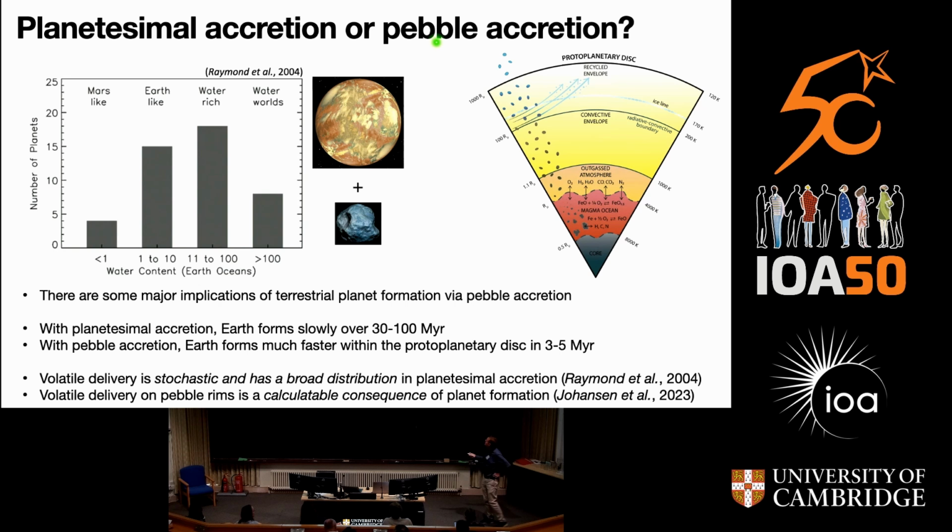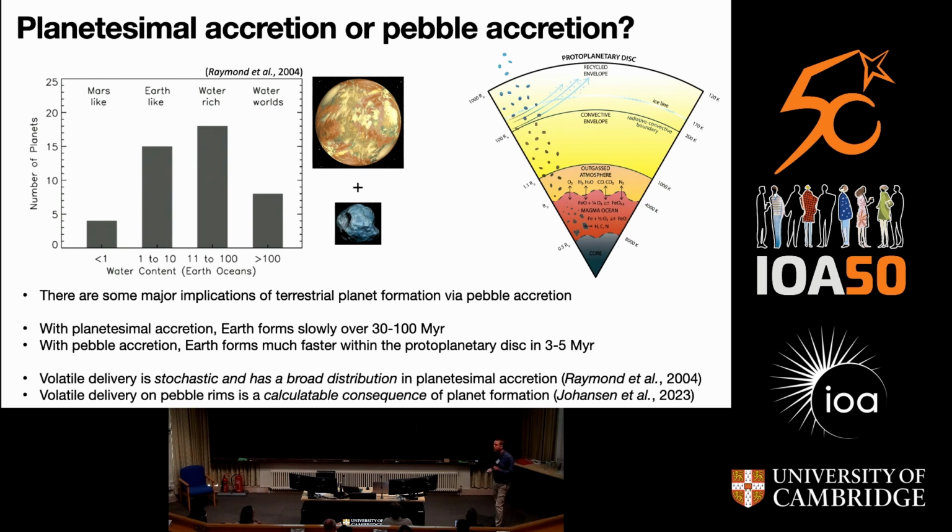Earth could have formed by planetesimal accretion or by pebble accretion. That's fine. There are two ways to form Earth then, but there are actually some major implications if terrestrial planets form via pebble accretion. In traditional planetesimal accretion, it takes maybe 30 to 100 million years for Earth to form via mutual impacts between planetesimals and giant impacts. With pebble accretion, Earth forms much faster, actually within the protoplanetary disk, in just 3 to 5 million years.